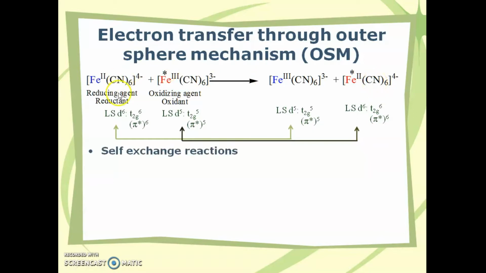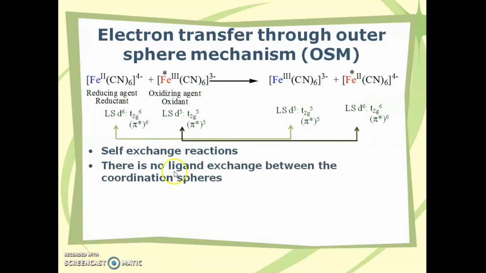So this kind of reaction is called a self-exchange reaction because you cannot differentiate between the reactants and the products. There is no exchange of ligand between the coordination spheres, right? So we don't observe any exchange of ligand between the coordination spheres. Here we cannot observe it because both are cyano, but there is no exchange of ligands between the coordination spheres because both the complexes are inert, because we know that the low spin complexes are inert in nature.